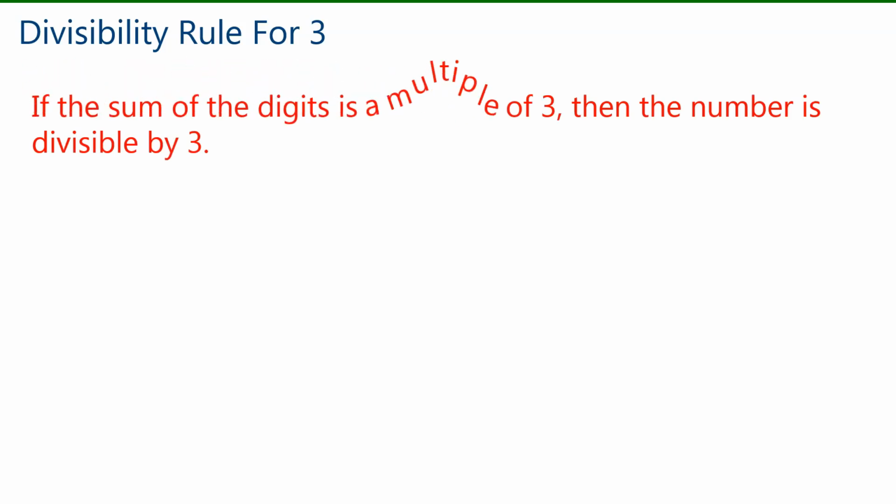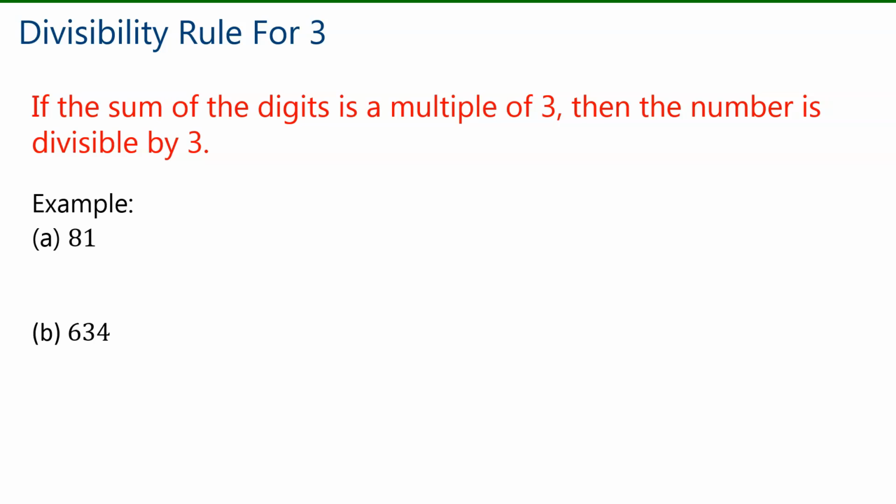So what does the rule for 3 say? If the sum of the digits is a multiple of 3, then the number is divisible by 3. So what does that mean? Well, let's look at these examples. 81 has two digits, 8 and 1. So if I sum them together, meaning I add them, I would get 9. So you check to see if your answer is a multiple of 3. Now multiples of 3 include 3, 6, 9, 12, 15, and so on.